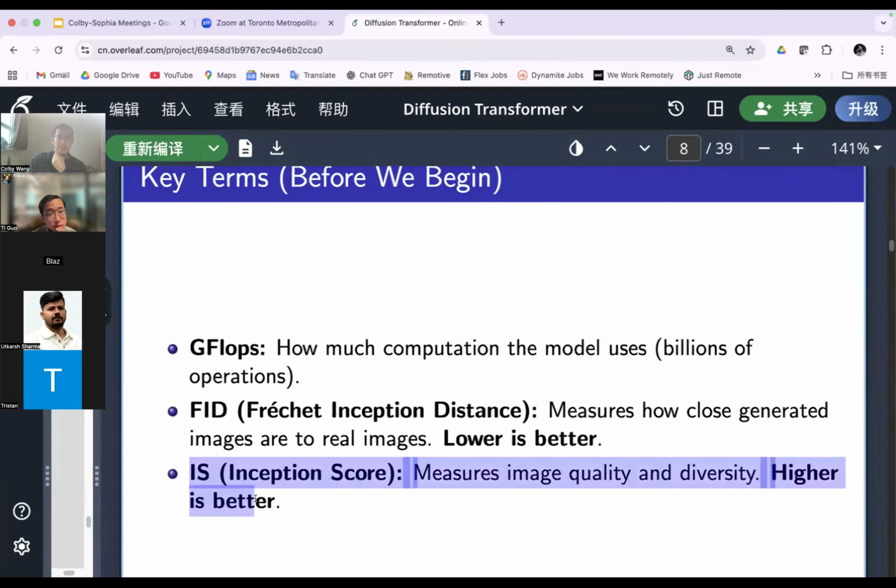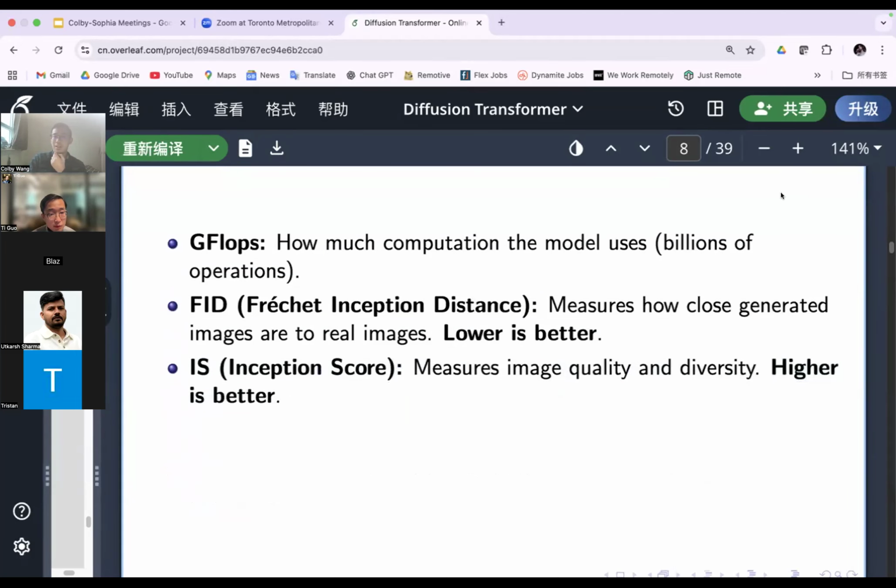The second one is the Inception Score, which is very simple. It just measures the image quality and diversity. If I want a model to generate 10 images of a car, you probably want the 10 cars to be different instead of the same car every time. So here, higher is better.